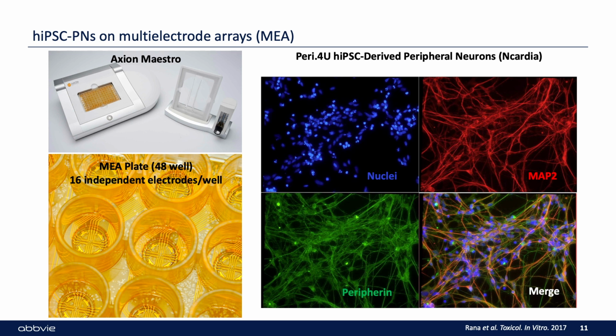The assay that we developed internally used the peripheral U cells in the Axion Maestro system. So here we use the MEA plates, 48 well, with 16 independent electrodes per well. And here are just some immunofluorescence images from the published literature showing that these cells express MAP2, which is a neuronal marker, as well as peripherin, which is a specific marker for peripheral neurons.